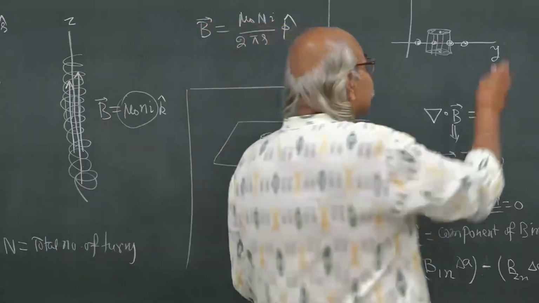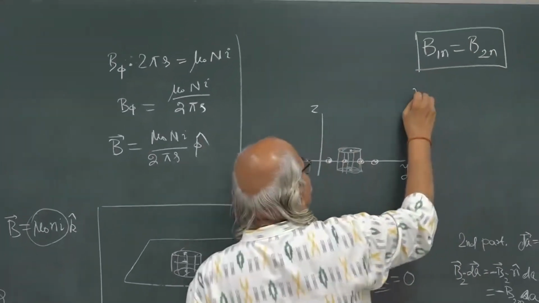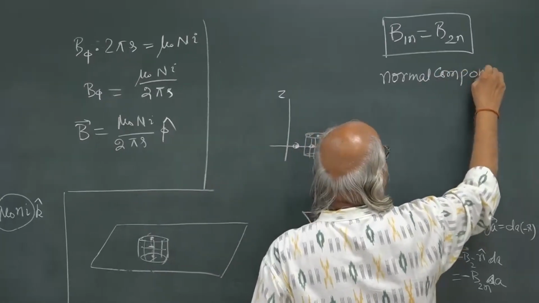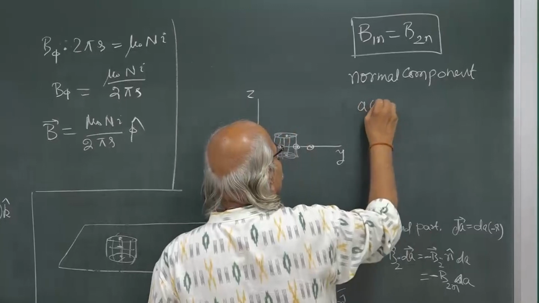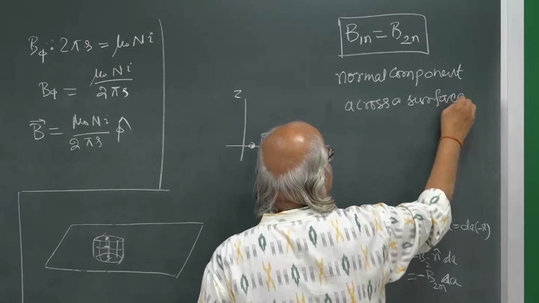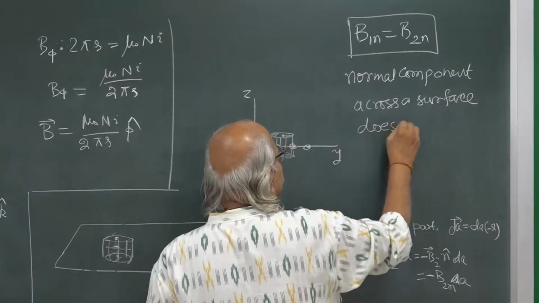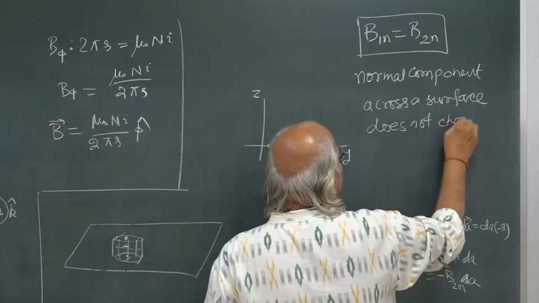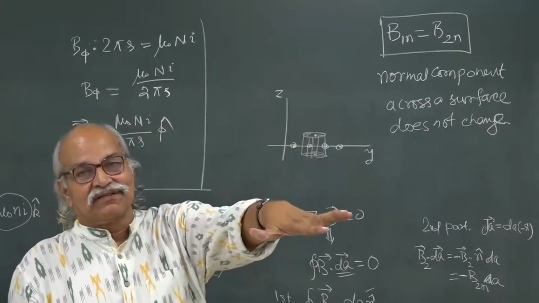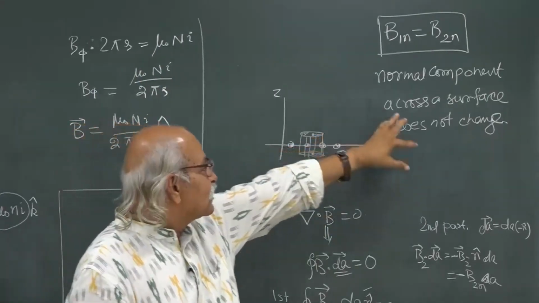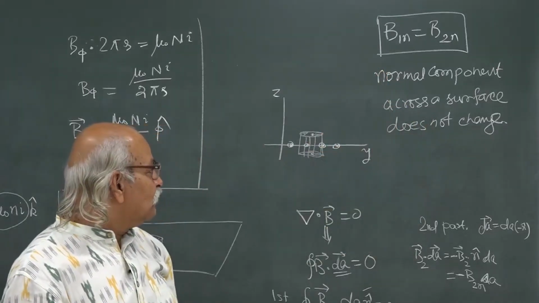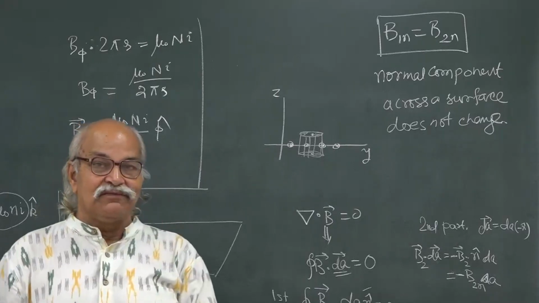So, this is one boundary condition: the normal component across a surface does not change, remains same. Even if you have a current on the surface, even then across the surface the normal component will not change. Okay. So, in the next lecture we will be talking of the tangential component of the magnetic field.